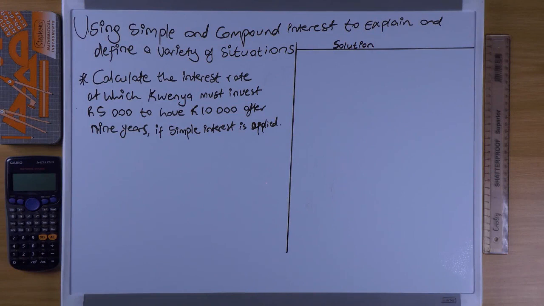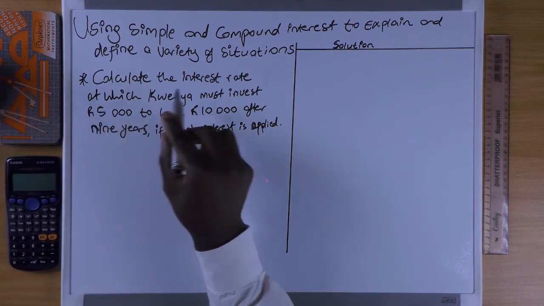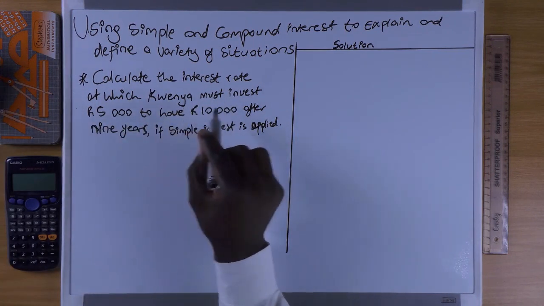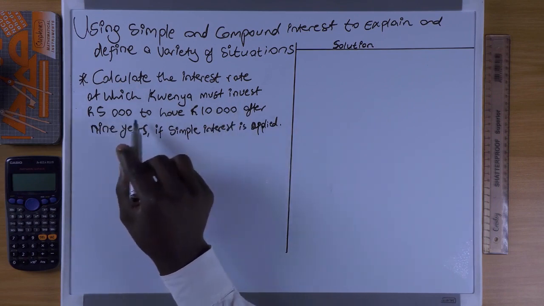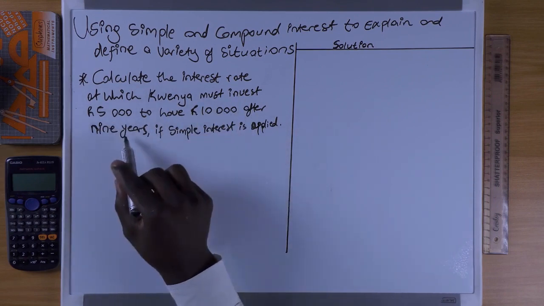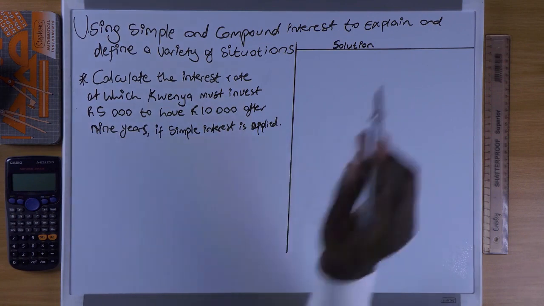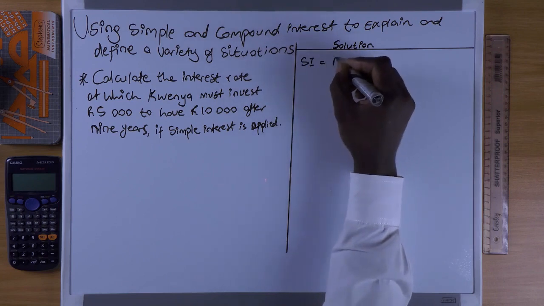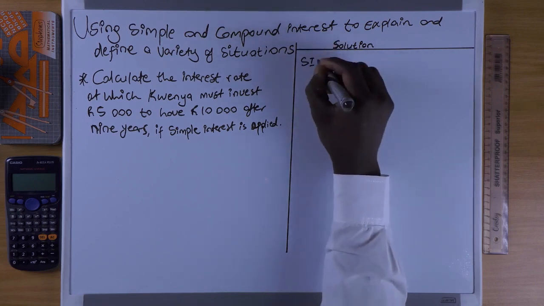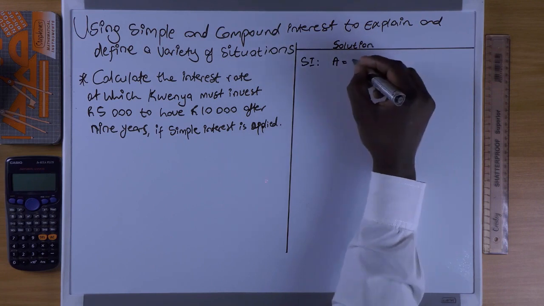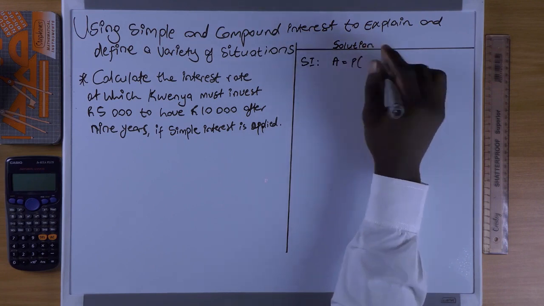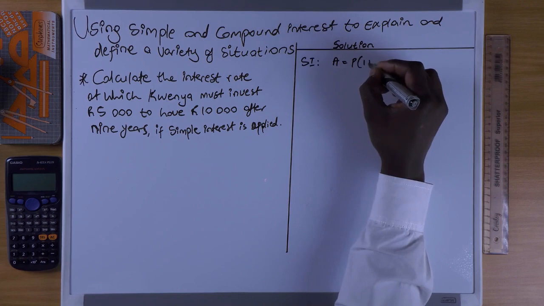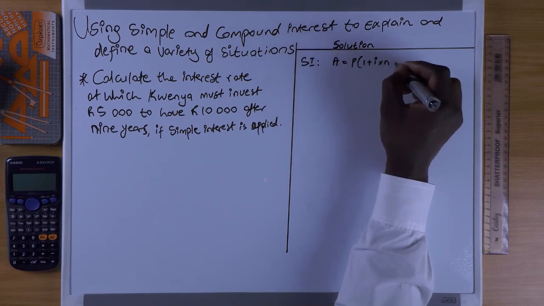Using simple and compound interest to explain and define a variety of situations. Given the situation, calculate the interest rate at which Gwenya must invest 5,000 Rand to have 10,000 Rand after 9 years if simple interest is applied. So, simple interest. SI, A is equal to P into 1 plus i times n.